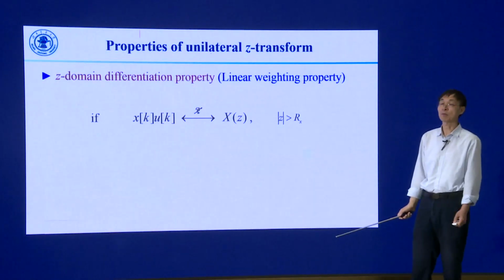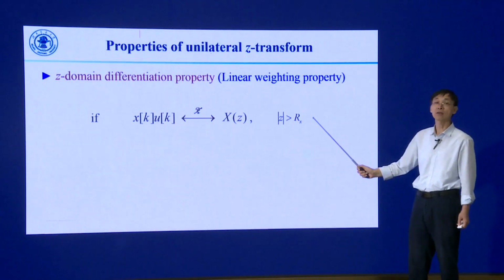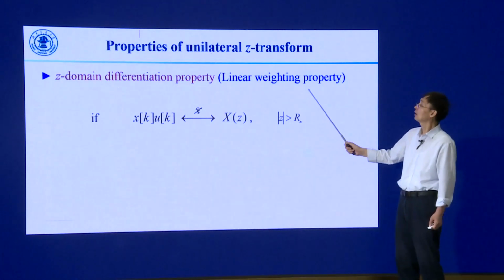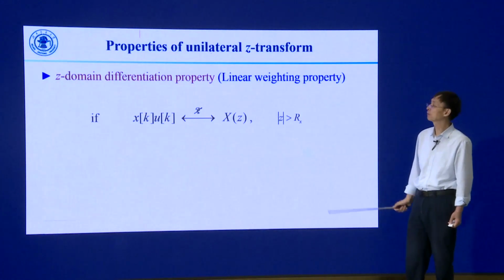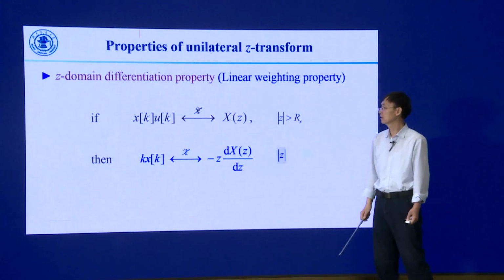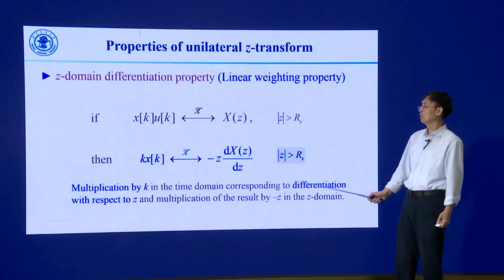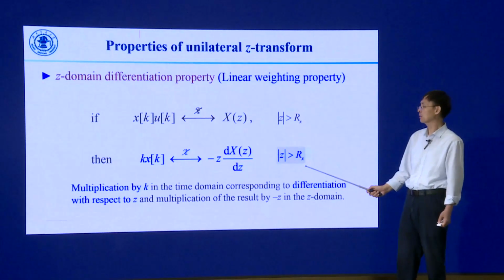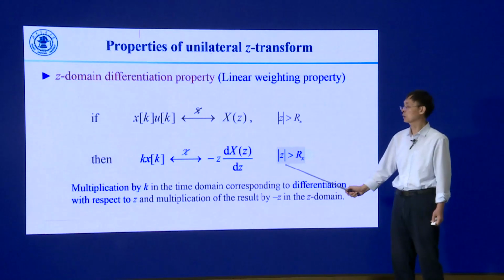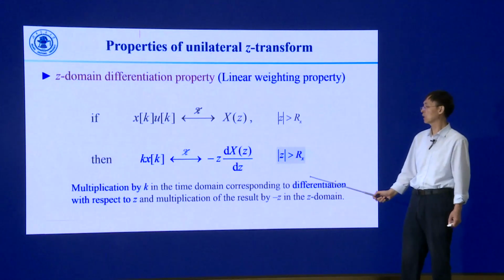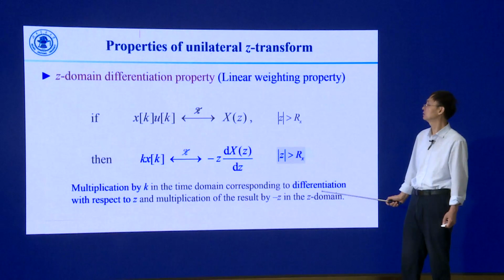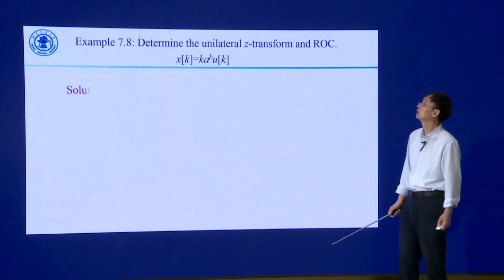Here is another property termed the Z-domain differentiation property. It's also called the linear weighting property. This property is described in this expression. It means multiplication by k in the time domain corresponds to differentiation with respect to z and the multiplication of the result by minus z in the z domain.